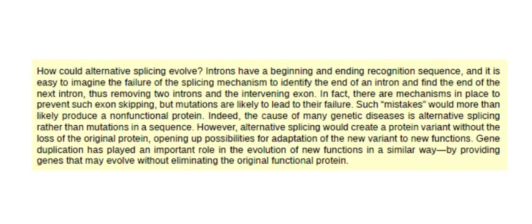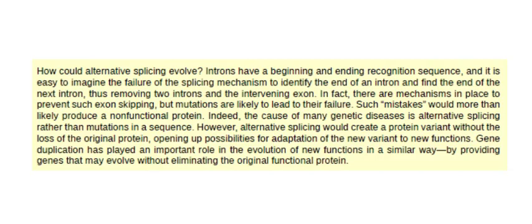Introns have a beginning and ending recognition sequence, and it is easy to imagine the failure of the splicing mechanism to identify the end of an intron and find the end of the next intron, thus removing 2 introns and the intervening exon. In fact, there are mechanisms in place to prevent such exon skipping, but mutations are likely to lead to their failure. Such mistakes would more than likely produce a non-functional protein. Indeed, the cause of many genetic diseases is alternative splicing rather than mutations in a sequence.